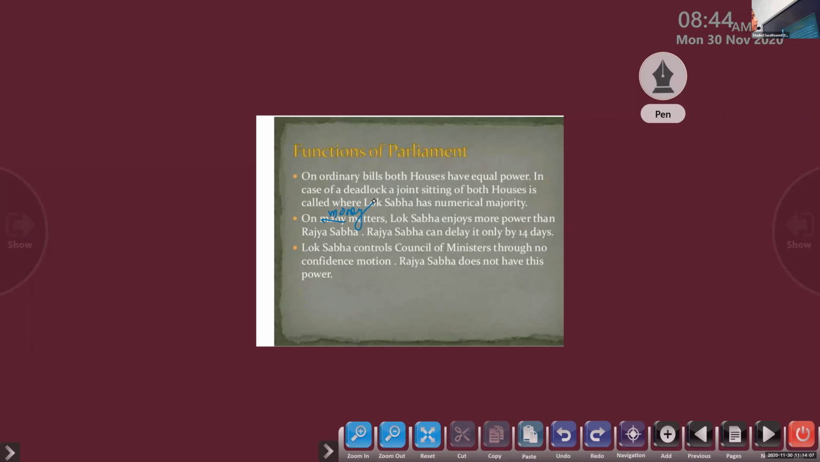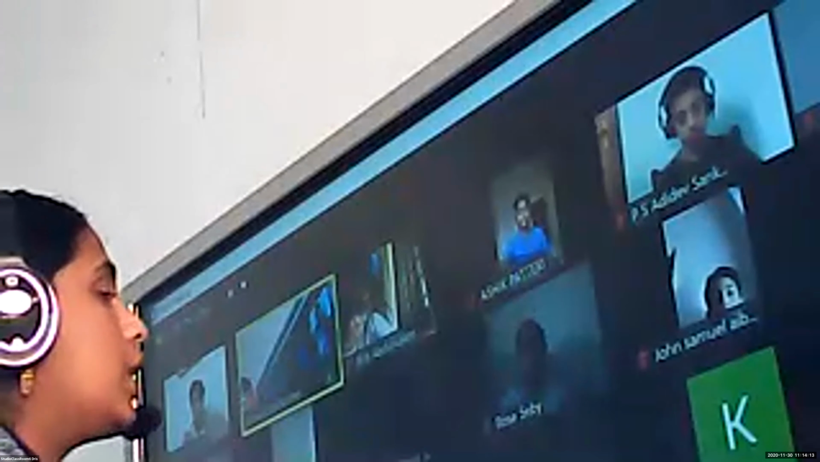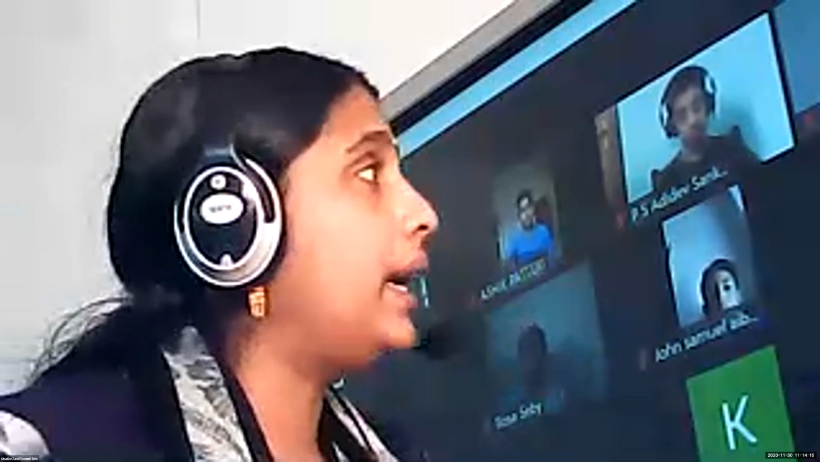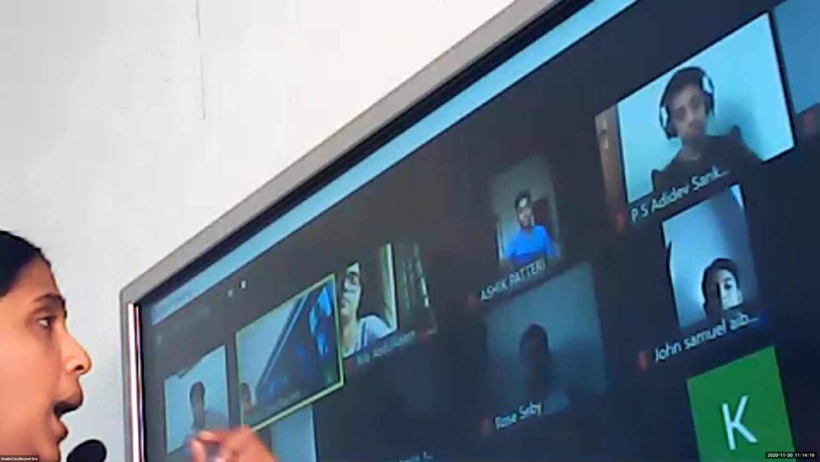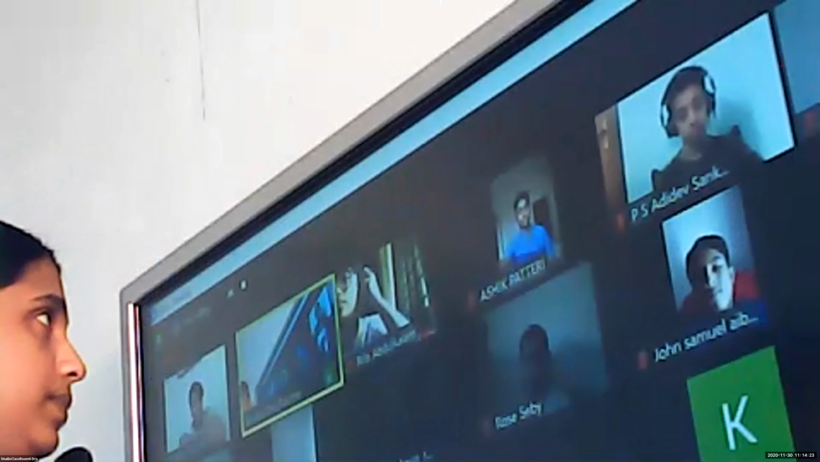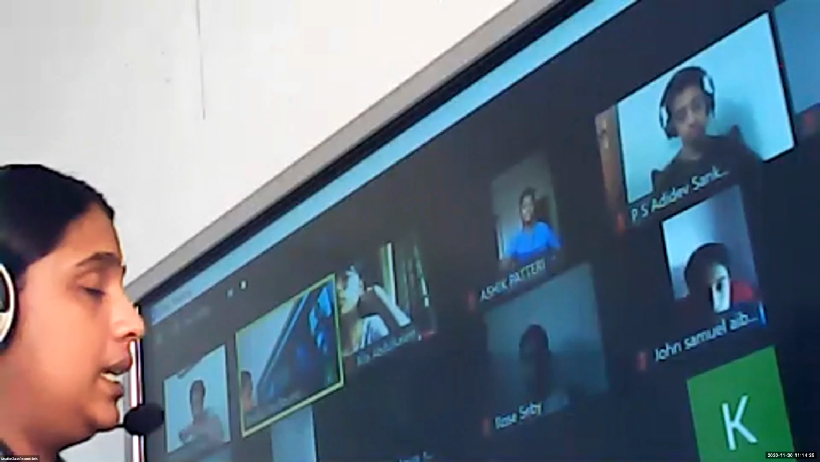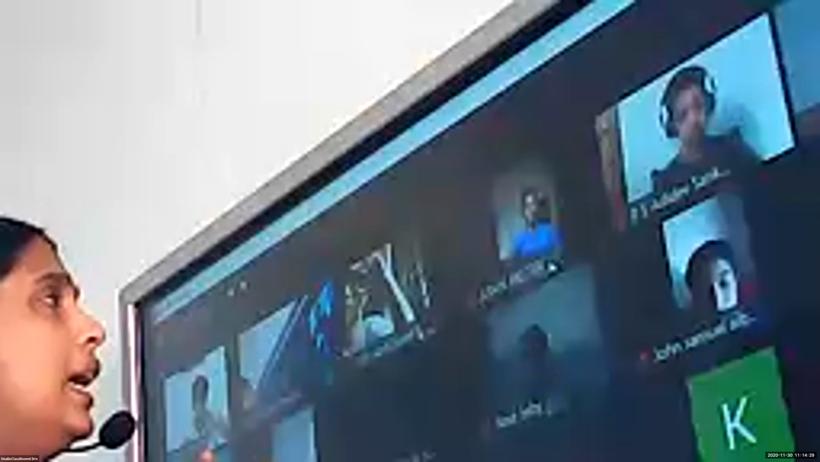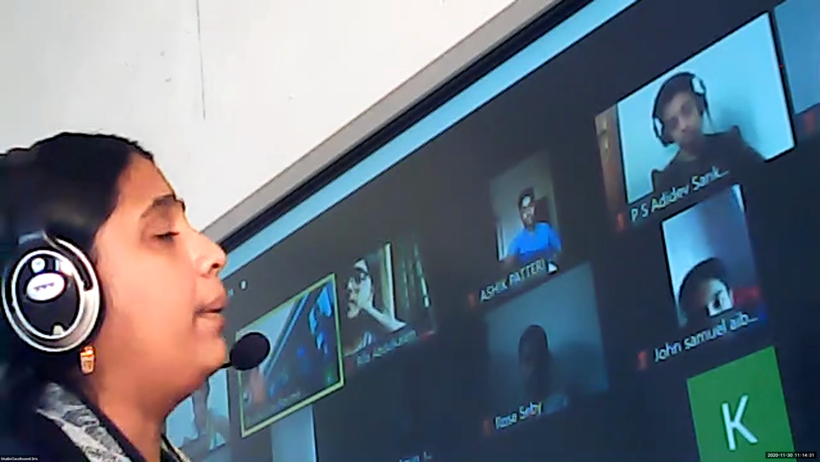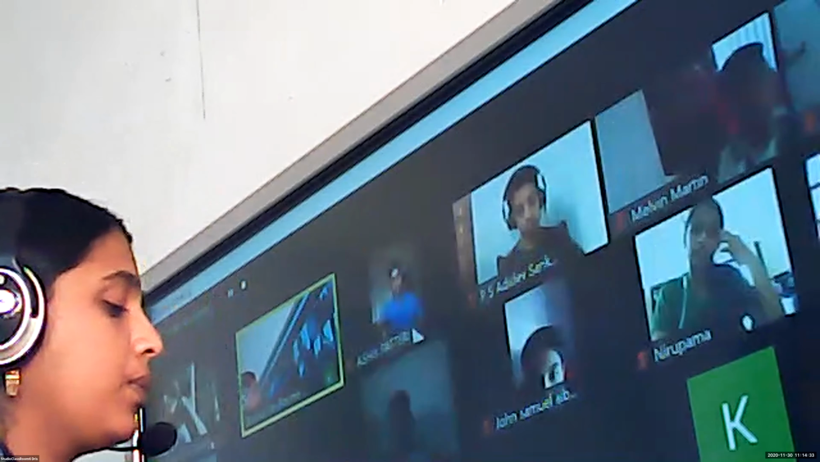Money bill can be presented only in Lok Sabha. For an objective type question, your MCQ, it will be a question. In money matters, Lok Sabha has more power than Rajya Sabha. Money bills can be presented only in Lok Sabha. And Rajya Sabha can only delay the bill up to a maximum of 14 days.